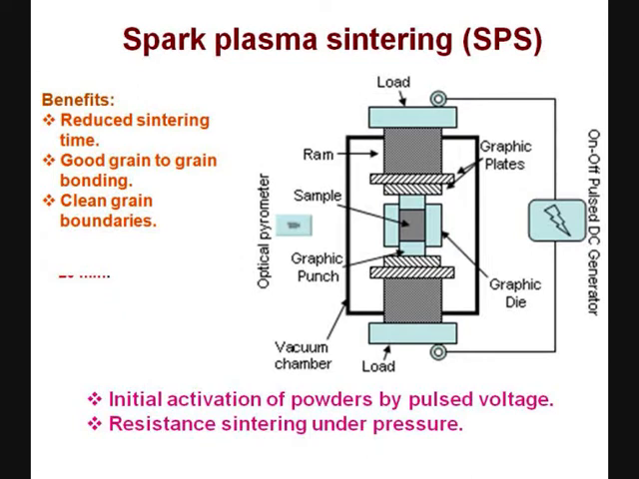In view of the higher heating rate, the sintering temperature is often lowered by 200 to 300 degrees Celsius, and the typical holding time in spark plasma sintering is 0 to 10 minutes, leading to a total processing time of less than half an hour. The benefits are reduced sintering time, good grain-to-grain bonding, and clean grain boundaries.